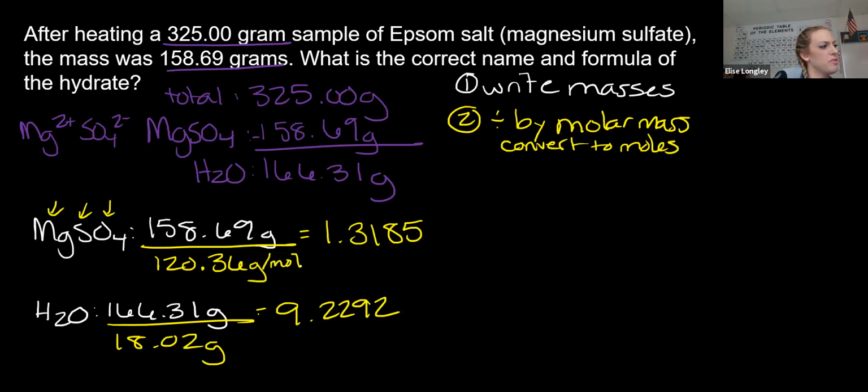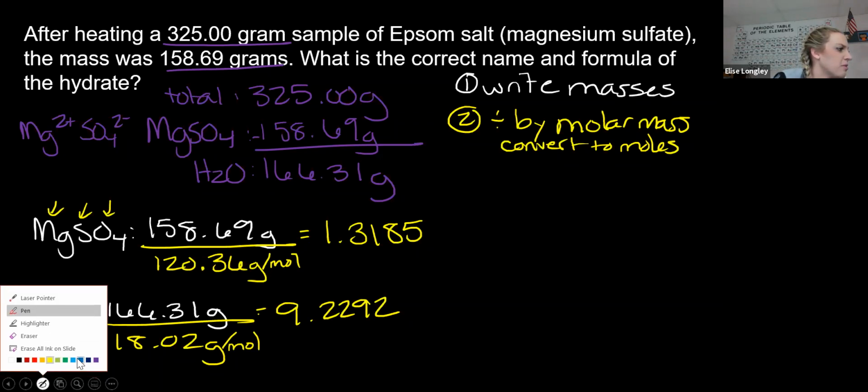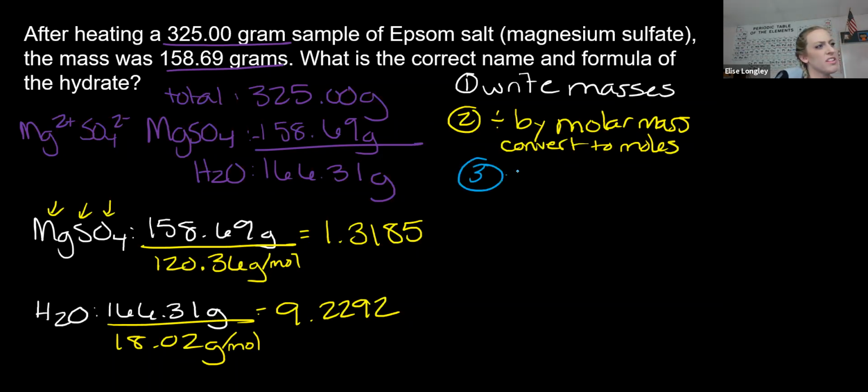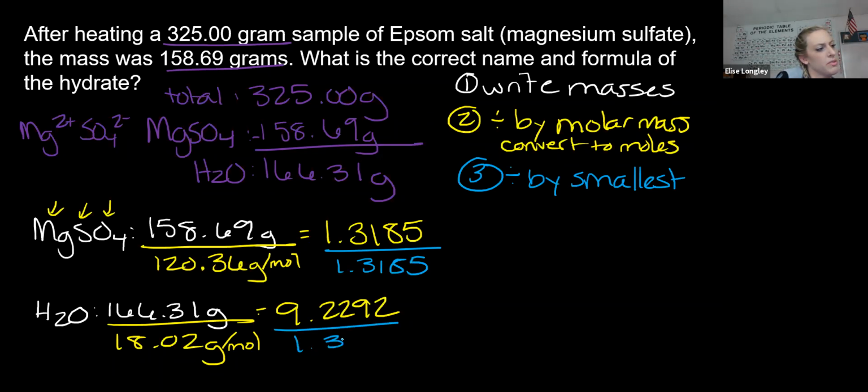This is grams per mole. All right. After that, you divide by the smallest. So when you divide by the smallest, that is the 1.3185. And if you do that correctly, you should have 1 for magnesium and 7 for water.